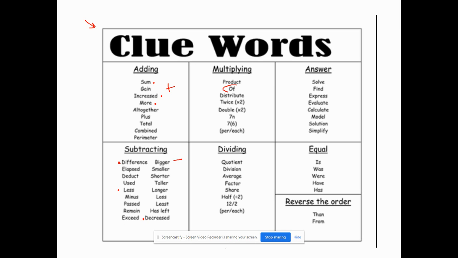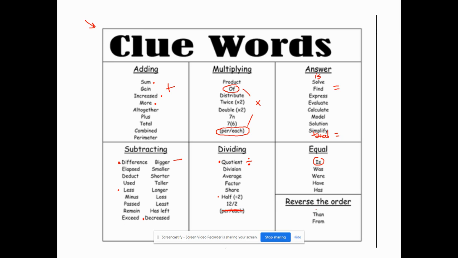Multiplying, of is a key word here, and per and each are the key words I want you to really focus on for multiplying. Okay, that means times. Dividing, they like to use the word quotient, which I hate because I always forget what it means, but that means to divide. Or words like half or a third. Don't worry about per and each. Per and each sometimes mean dividing, but usually they mean multiplying. Last, answers. Is always is always our equal sign. Or total, words like total are going to be our equals. And same with is, was, were.